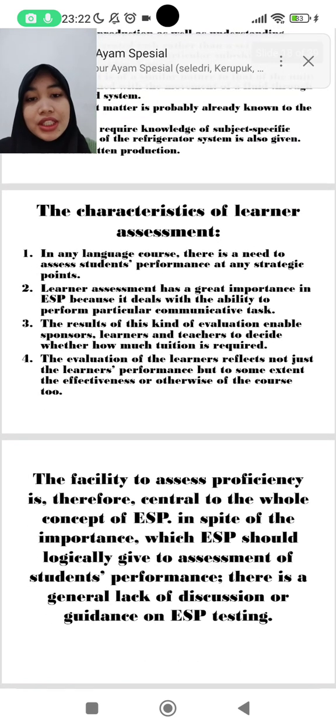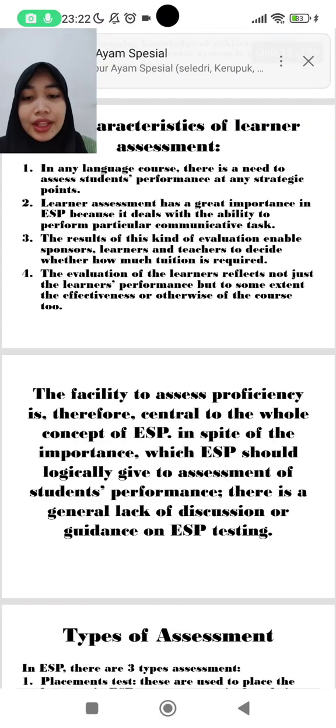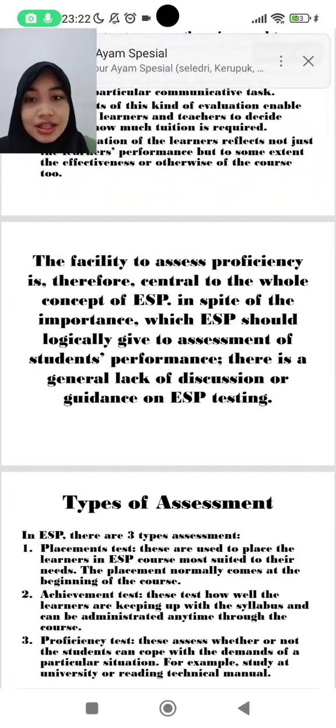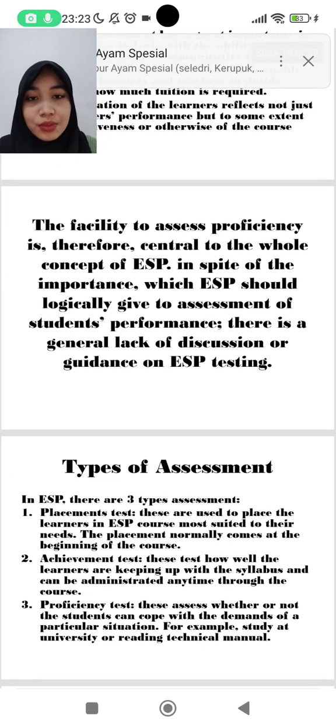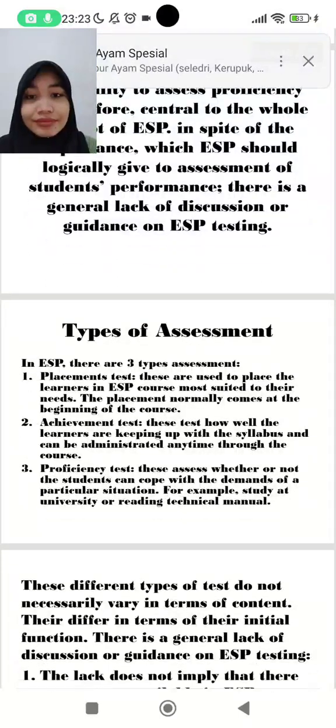The evaluation of the learners reflects not just the learner's performance but to some extent the effectiveness or otherwise of the course too. The facility to assess proficiency is, therefore, central to the whole concept of ESP, in spite of the importance which ESP should logically give to the assessment of student performance. There is a general lack of discussion or guidance on ESP testing.